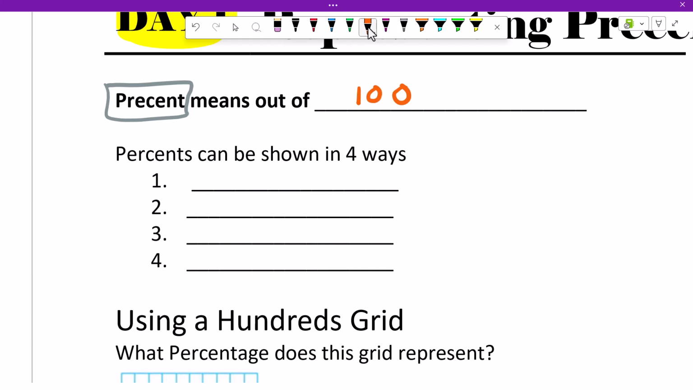Yes, Carson? You spelled it 2 different ways throughout the thing. I know, there's 2 different ways.